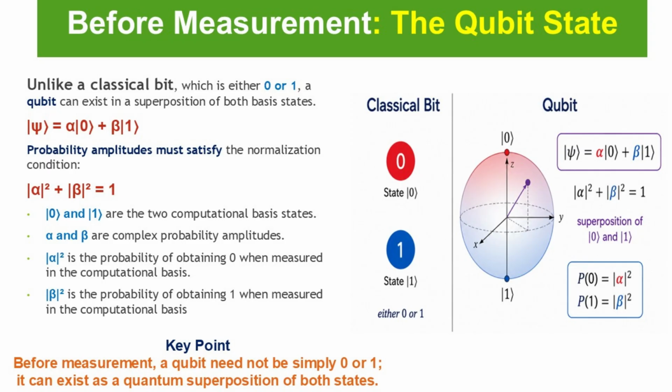The figure shows the qubit state as a point representing a superposition between the two basis states. Psi is equal to alpha 0 plus beta 1. Alpha squared plus beta squared is equal to 1.